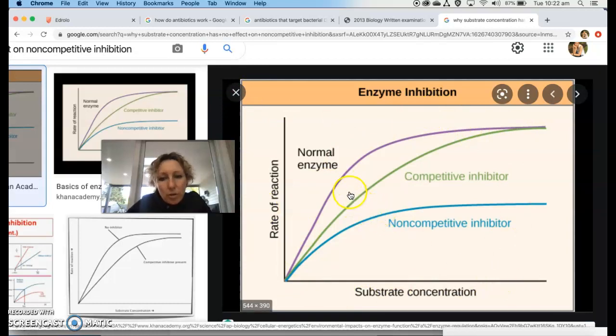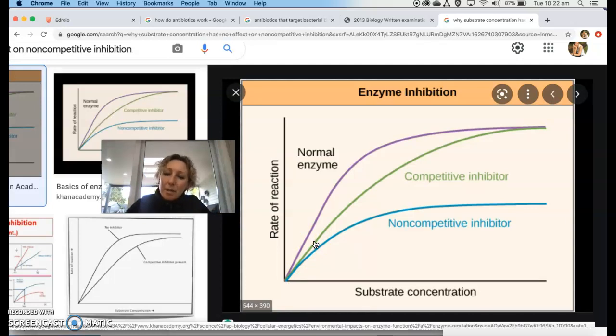And what it shows you is really important. This is the normal enzyme reaction as you increase the substrate to a point, the reaction rate increases. So this is substrate concentration here. And as you increase the substrate concentration, you increase successful collisions between the enzyme and the substrate, and therefore you increase the rate of reaction. And that's what happens in an enzyme catalyzed reaction.